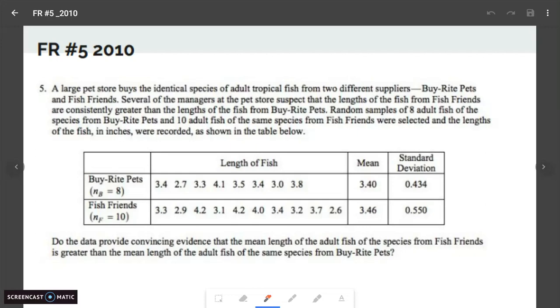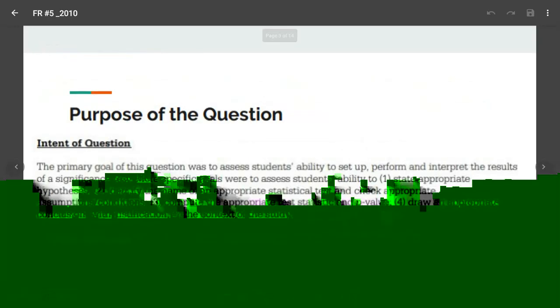Let's first look at the intent of this question from the AP exam rubric. The primary goal of the question was to assess the student's ability to set up, perform, and interpret the results of a significance test. More specific goals were to assess students' ability to state the appropriate hypothesis, identify the name of an appropriate statistical test and check appropriate assumptions or conditions, compute the appropriate test statistic and p-value, and draw an appropriate conclusion with justification in the context of this study. So 1, 2, 3, and 4 are the breakdown of this question. That's going to basically tell us what sections we're looking at here.